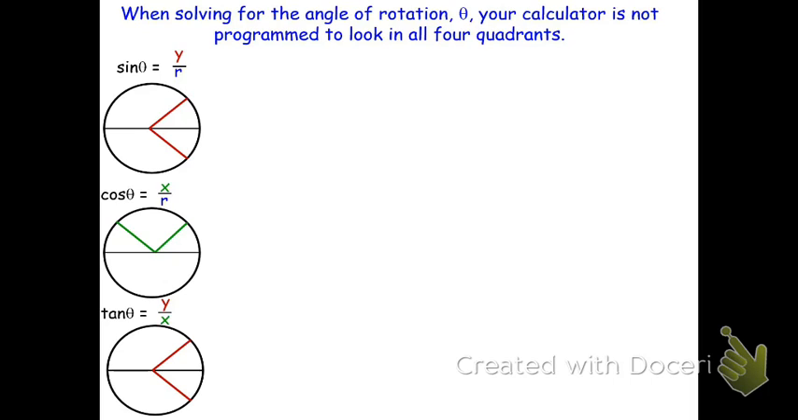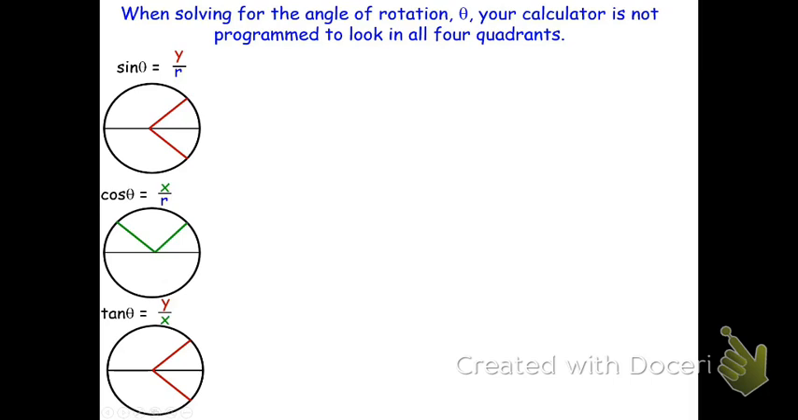All right, so here's a couple things to keep in mind. When you're solving for an angle of rotation, theta, your calculator is not programmed to look in all 4 quadrants. It doesn't know which quadrant you're looking in. So it's been programmed to look for one quadrant for when sine's positive and one quadrant when sine's negative. And the same for cosine and tangent. It looks for one place where it's positive and one place where it's negative. It doesn't look at the other 2 possibilities.